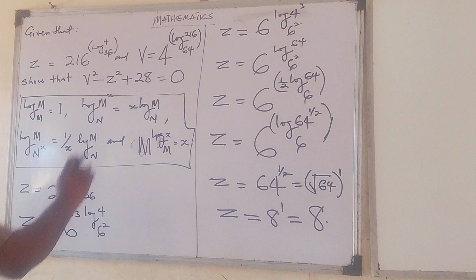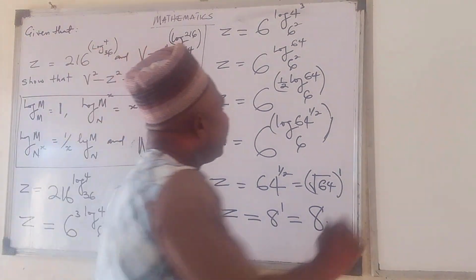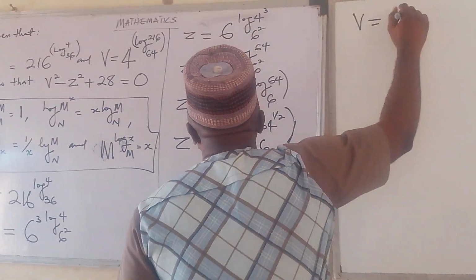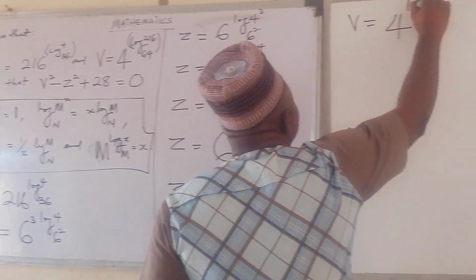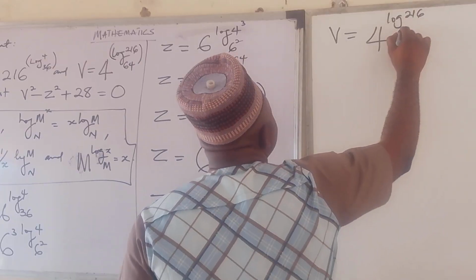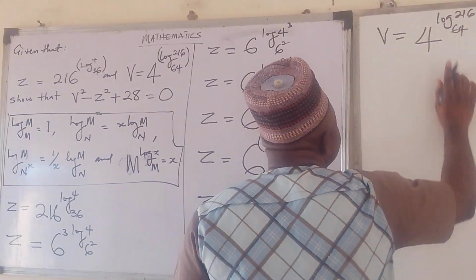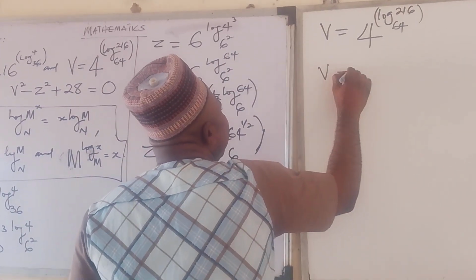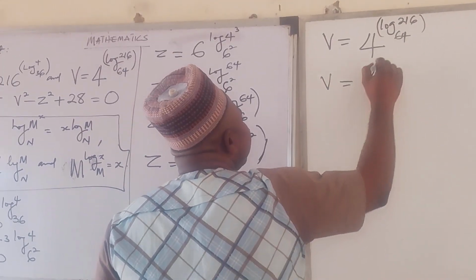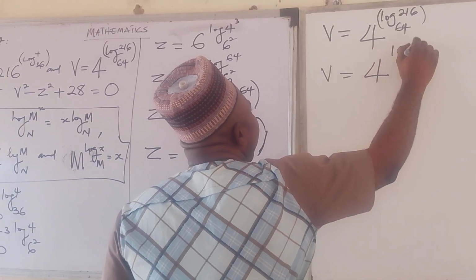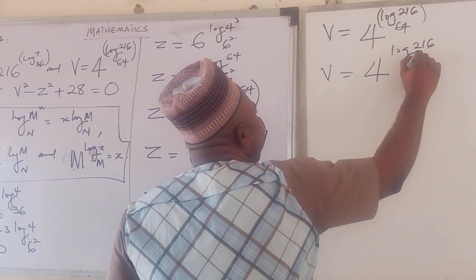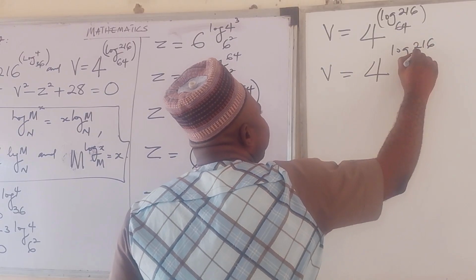Now let's see the value of v. We're given that v is equal to 4 raised to the power of log 216 base 64. Remember this is a power. So here we have v will be equal to 4 raised to the power of log 216, where 64 is the same thing as 4 raised to the power of 3.